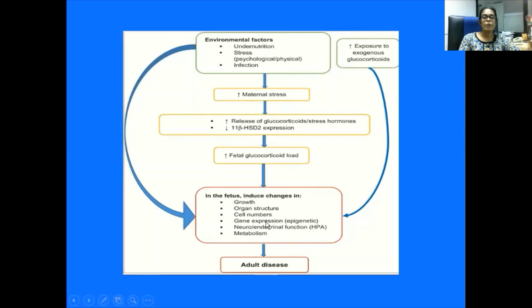You've heard of epigenetics. These are now very commonly used expressions. Even though two people may have the same genes, the expression may differ according to the environment. Then the neuroendocrine functions and metabolism are changed, which leads to a higher risk of adult diseases.